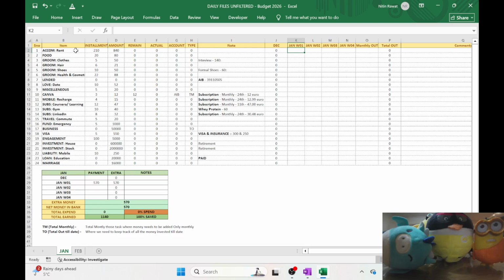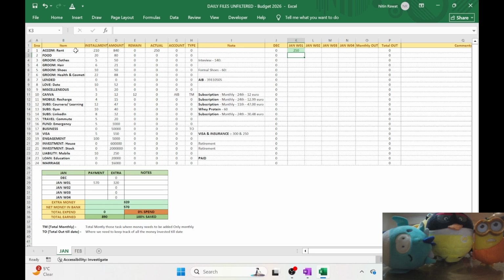So my target always is that by the end of the month I should have 880 euros minimum in my account for my rentals. So for this one, since I received more than the usual money, I'm putting 250 euros in my rental category.